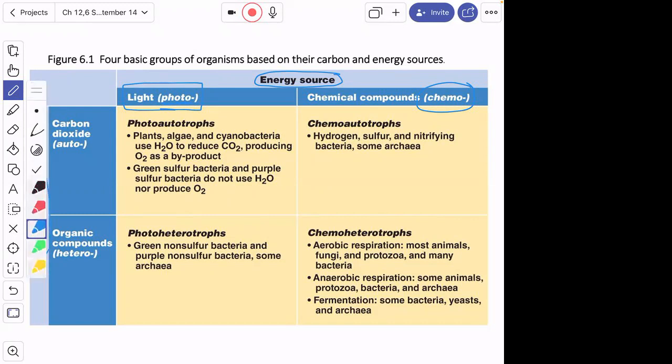If they get their carbon, auto kind of means self here, meaning they get it in the form of carbon dioxide. Remember, it's not organic. Or whether they get their carbon from organic compounds, that prefix hetero means other, which means they get it from other organisms. Okay, so other meaning other organisms. All right, so again, it's inherently confusing because you've got two different prefixes.